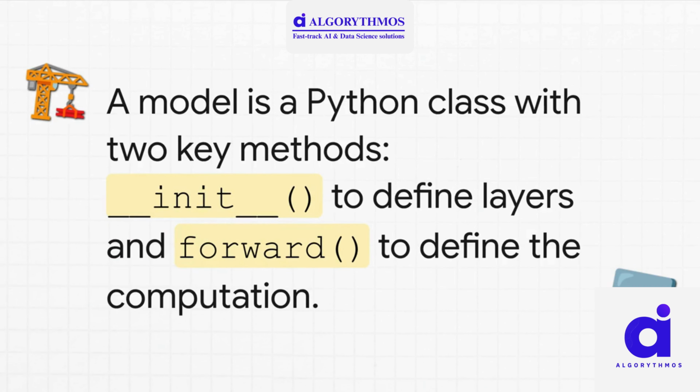And what's beautiful is how a model is structured. It's literally just a standard Python class. It has two main parts you need to know. First, the __init__ method. That's where you define all your building blocks, all the layers you're going to need. Think of it as gathering your ingredients. Then you have the forward method. This is the recipe. It defines exactly how your data flows through those layers you just defined. It's super clear, really easy to understand, and very, very Pythonic.